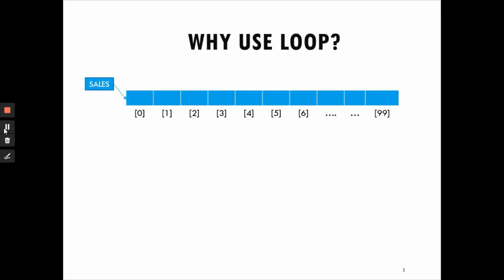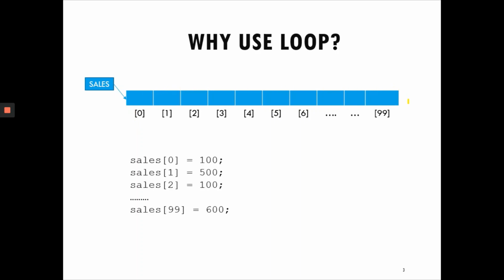So why do we need to use a loop when processing an array? Imagine that we have one array here, array sales, where you keep 100 elements. So your index starts from 0 until 99. When you want to assign values inside this array, what you have to do is this code. You have to assign one by one. Sales at index 0, you assign with 100. Sales at index 1, you assign with 500, and so on until sales at index 99, you assign with 600.